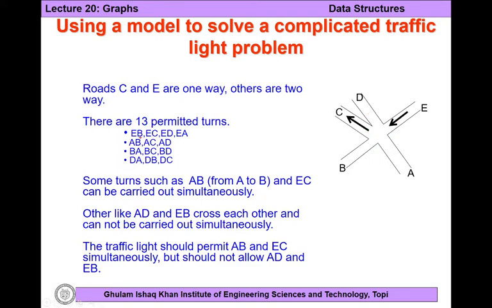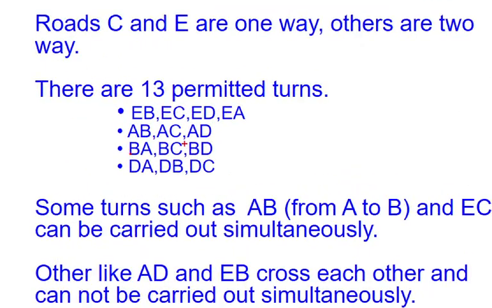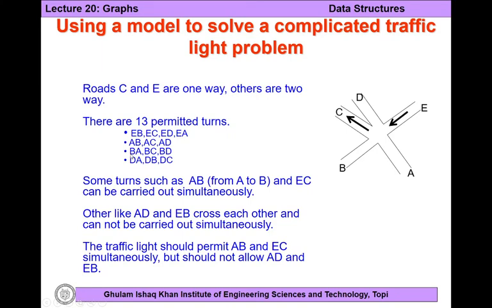So finally we get 13 turns which are permitted. Now what we will do, we will make a graph which will have 13 nodes. For example, node 1, node 2, node 3, node 4, 5, 6, 7, 8, 9, 10, 11, 12, 13, right? So these are 13 nodes.